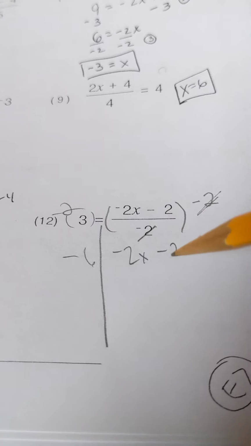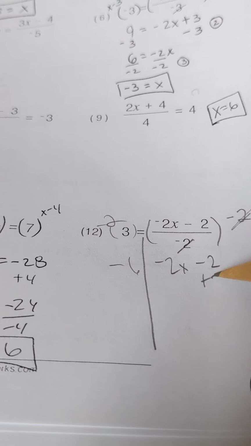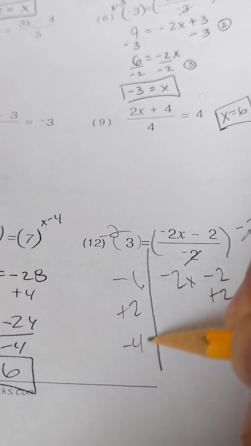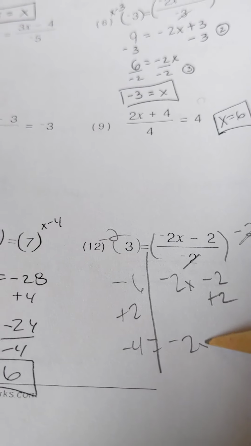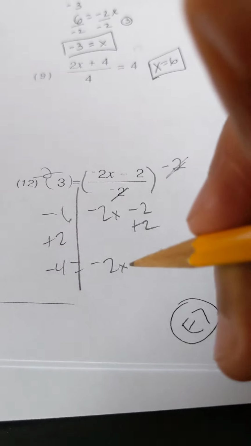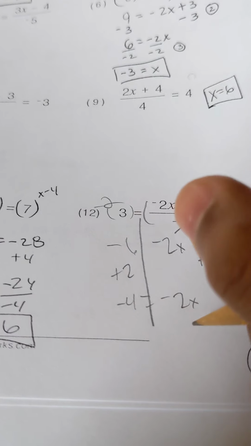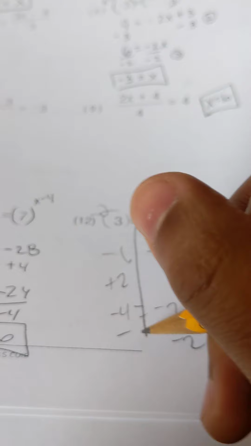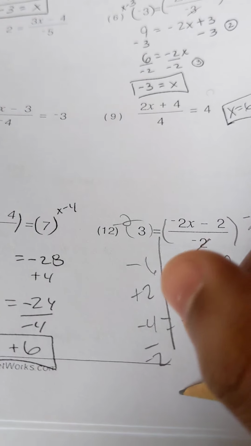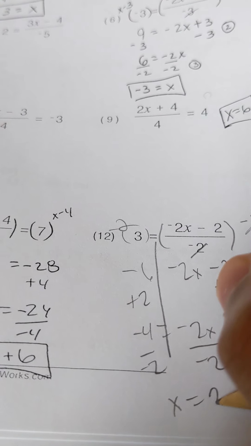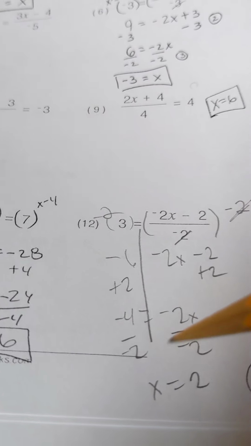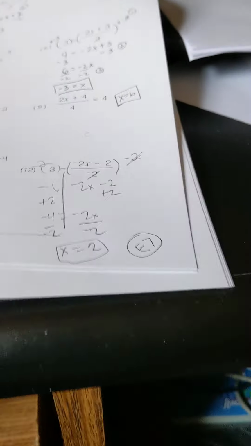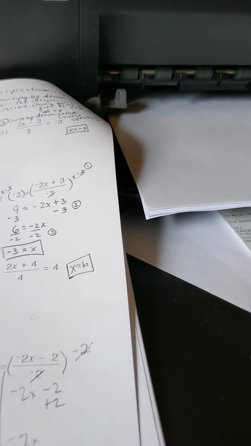Or to get x by itself, you have to add a 2 to both sides. You end up with negative 4 equals negative 2x. In order to get x by itself, you're going to have to divide it by itself, which is a negative 2. You come over here, you do the same thing, negative 2, and you have x equals 2. Because negative 4 divided by negative 2 gives you a positive 2. All right, y'all, so that's how you do that particular page.